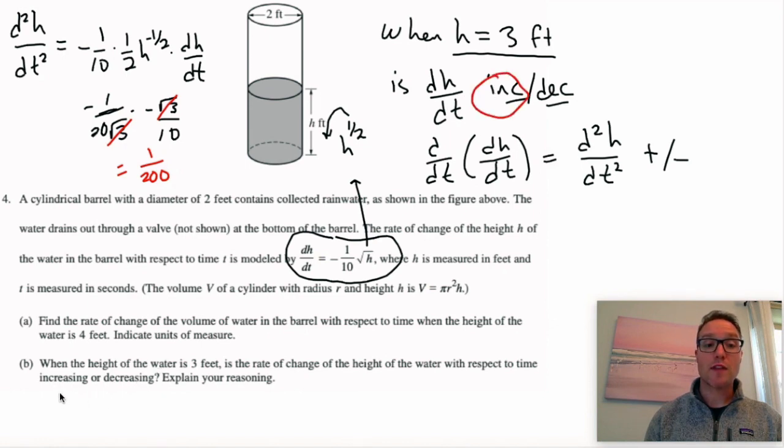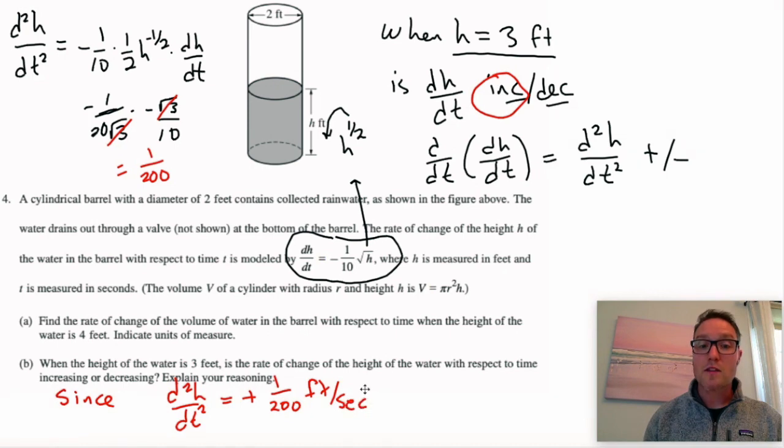So I'm just going to write that out here. Since d squared h over dt squared is positive 1 over 200. Let's use some units here. This is feet per second squared, since it's acceleration of a linear quantity. So since we have a positive second derivative, dh/dt is increasing.